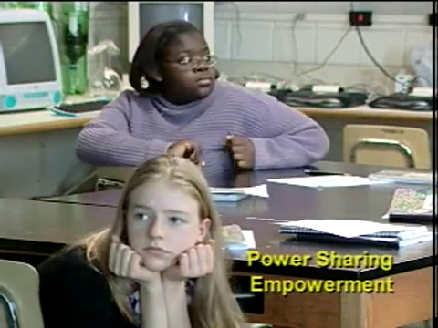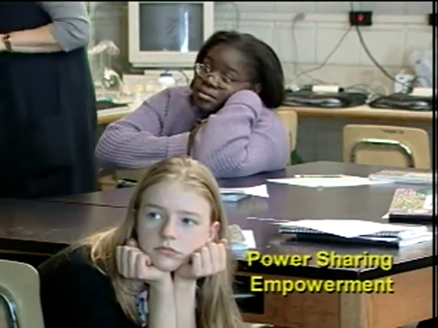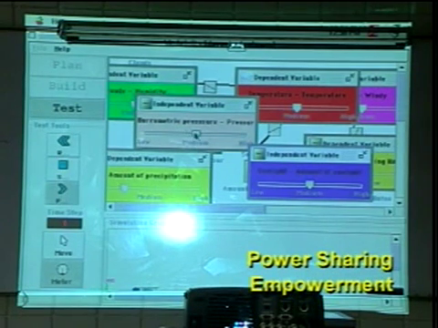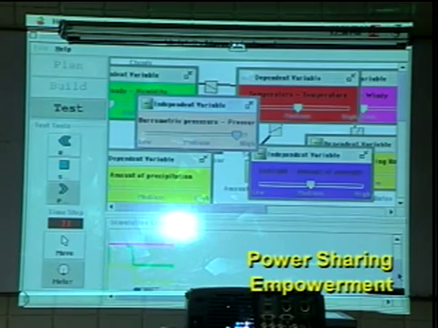The students experience power sharing and empowerment when they present their weather models to their classmates. The students share authority and responsibility for the project with their partners, and each student is held accountable for the finished product. The pressure goes high, and then also the precipitation goes up higher.